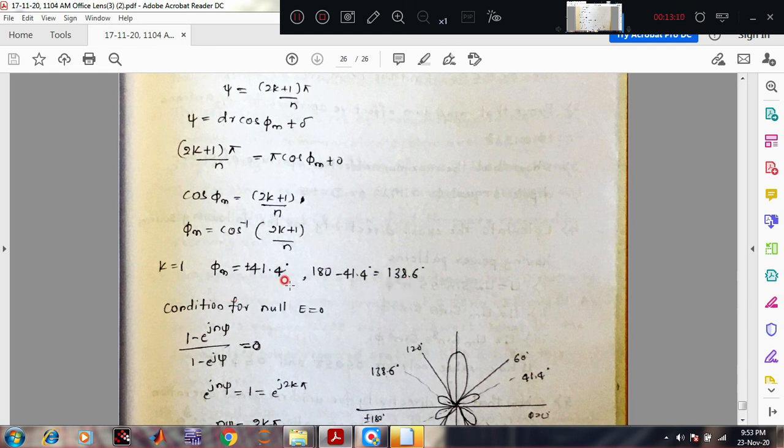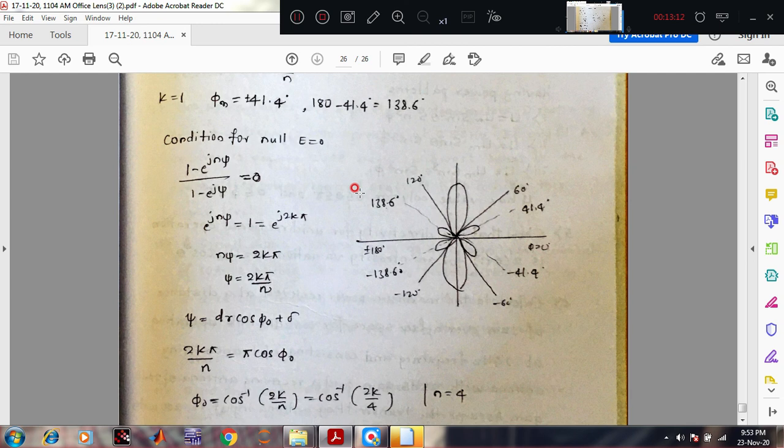So condition for null is what? E is equal to 0, right? Therefore 1 minus e raised to j n psi by 1 minus e raised to j psi is equal to 0. E raised to j n psi is equal to 1, which is equal to e raised to j 2k pi. So n psi is equal to 2k pi. So therefore psi is equal to 2k pi by n, right?